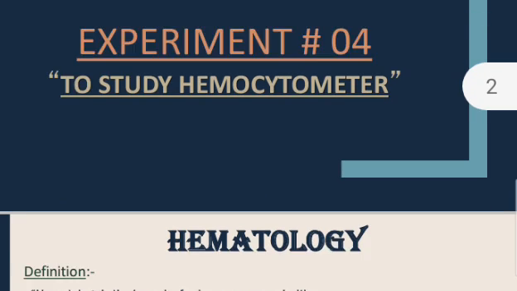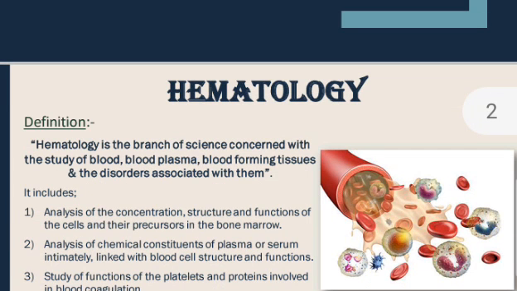So first of all, what is hematology? Hematology comes from two words. One is hema, that means blood, and the other one is logos, that means study. So basically it is the study of blood. It is a Greek word. Hematology is a branch of science that deals with the study of blood and their components.